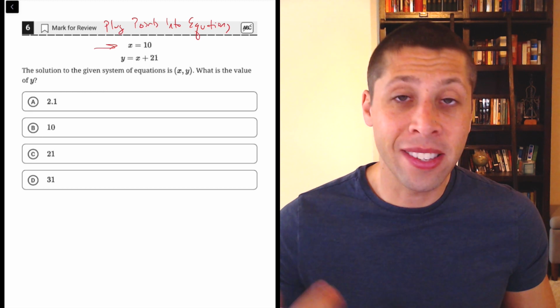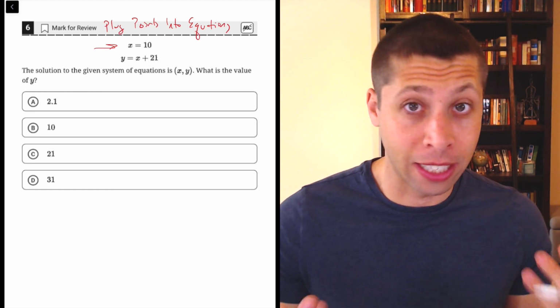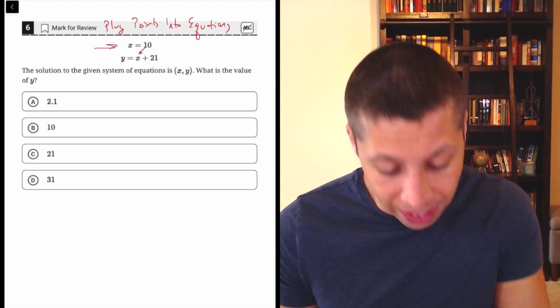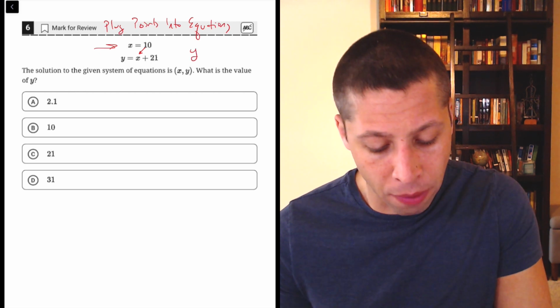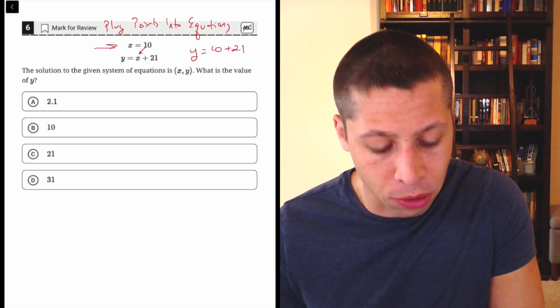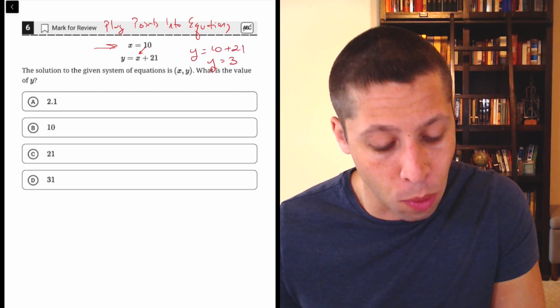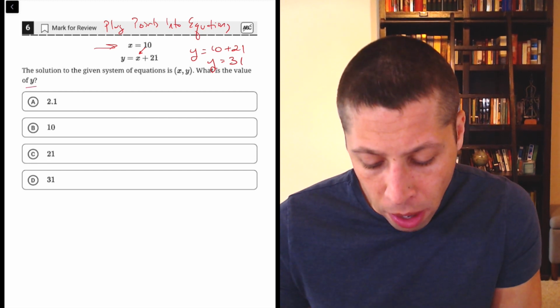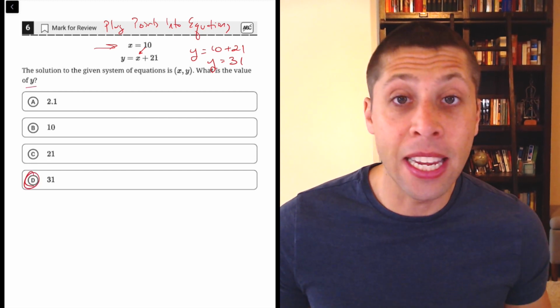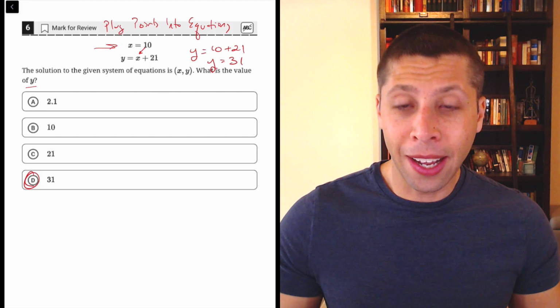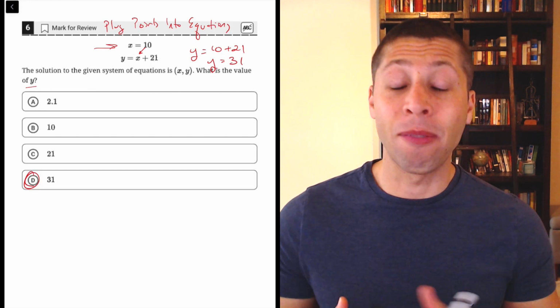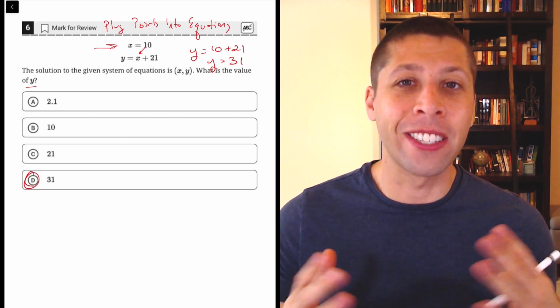and pretend that this isn't really a system at all, because that x equals 10 is just basically like an instruction telling us to put the 10 in for x. So in that case, we'd have y is equal to 10 plus 21. So 10 plus 21 is 31. And that's all I wanted, right? What is the value of y? It's D, 31.